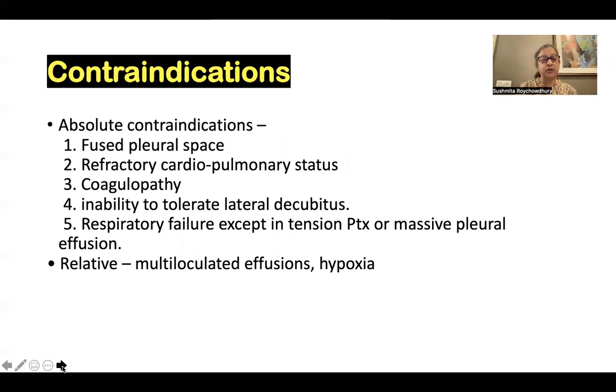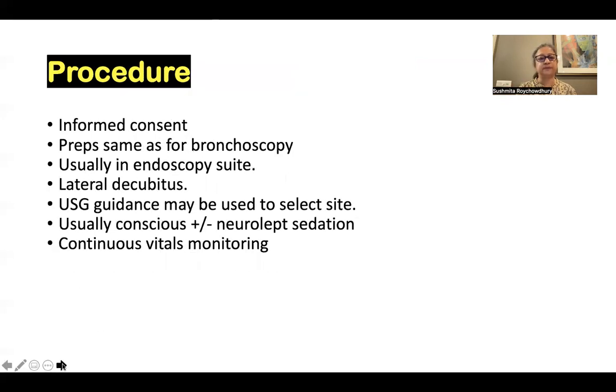When can you not do it? If there is a fused pleural space, if there is refractory cardiopulmonary status, if the patient is coagulopathic, if he is unable to tolerate a lateral decubitus, if he is in respiratory failure, except in tension pneumothorax or massive pleural effusion. And relative contraindications are if multiloculated effusions look like advanced stage empyema thoracis, then that is the surgeon's domain, not ours, and if the patient is severely hypoxic.